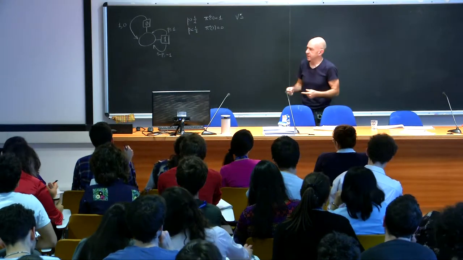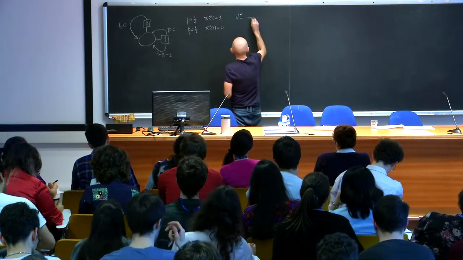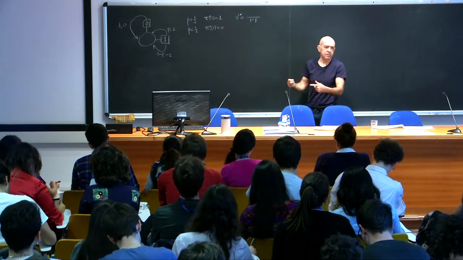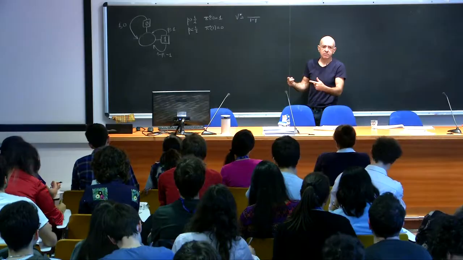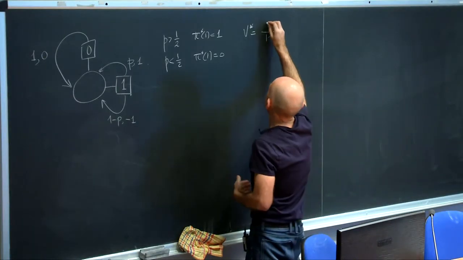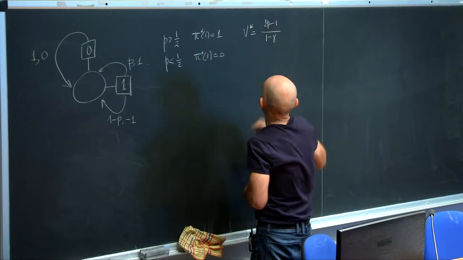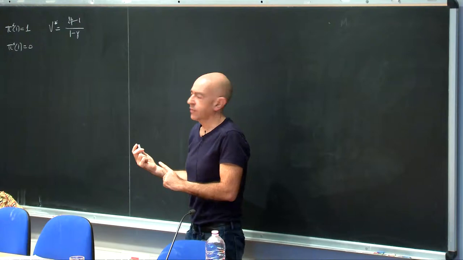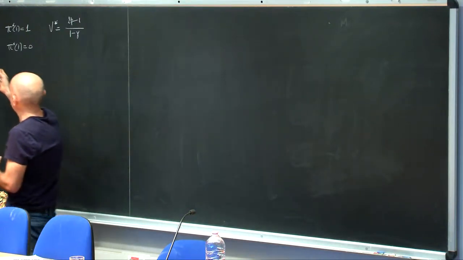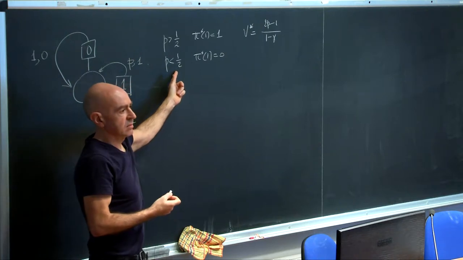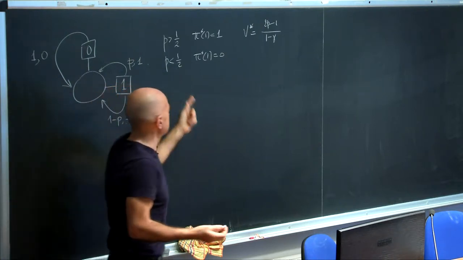1 over 1 minus gamma. That's one thing that is there, because that's the sum of all discounted factors. And then 2p minus 1, which is the average that you get every time. Very good. Otherwise, if you are here in this case, what's the optimal value that you can get? 0, okay?